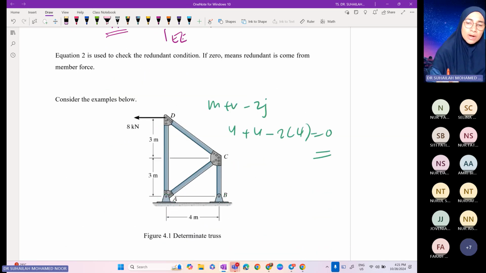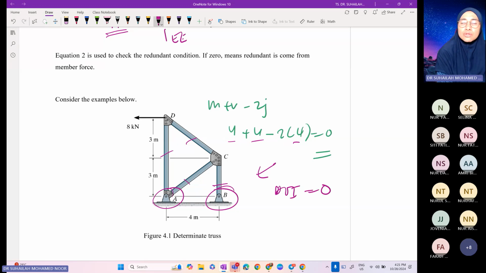It is like this. So this truss, when we check for members, it is 1, 2, 3, and 4. So this truss has 4 members. The reaction, we have 2 pin supports here, so it is 4. 4 plus 4 is 8. And joints A, B, C, D, 4. So the total is 0. Means that this DOI is 0. So the truss is stable. The truss is determinate.